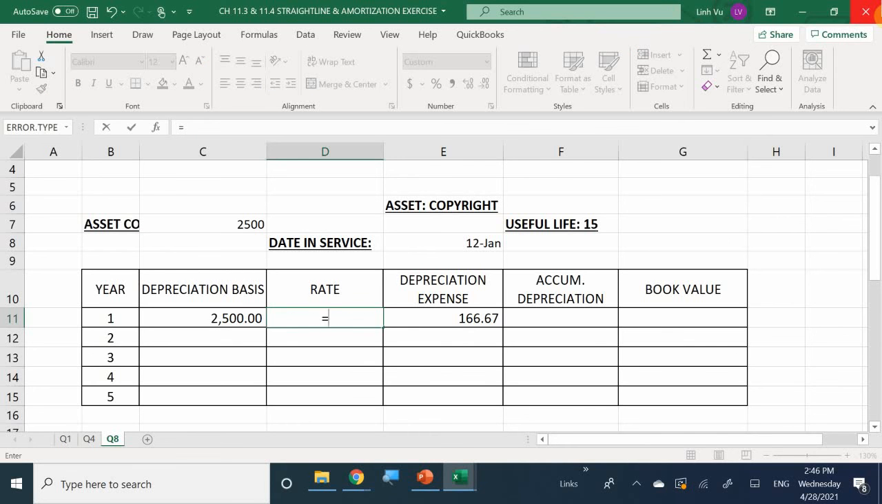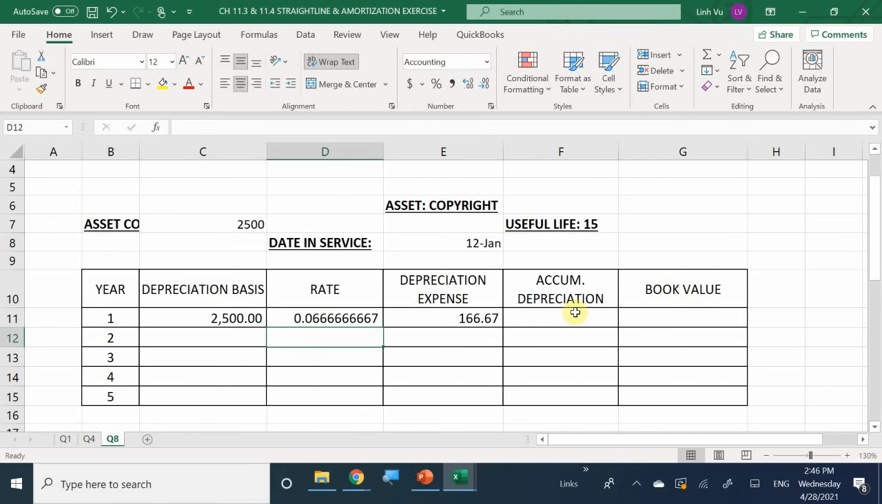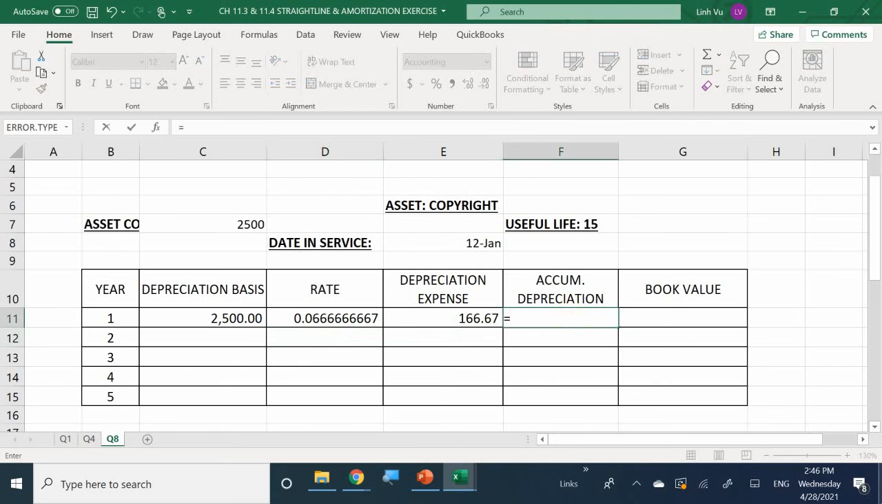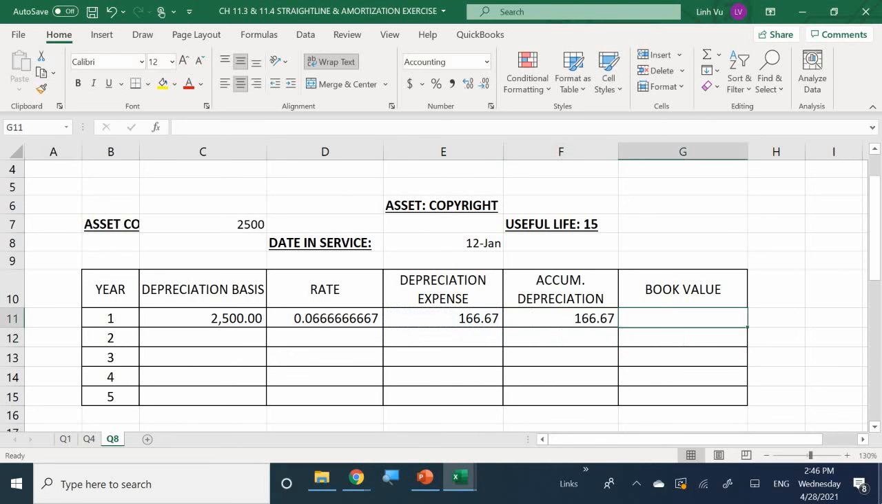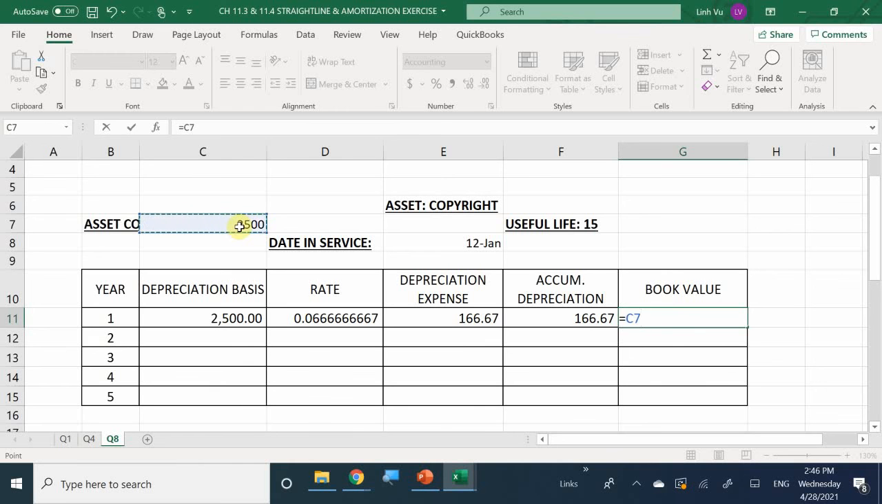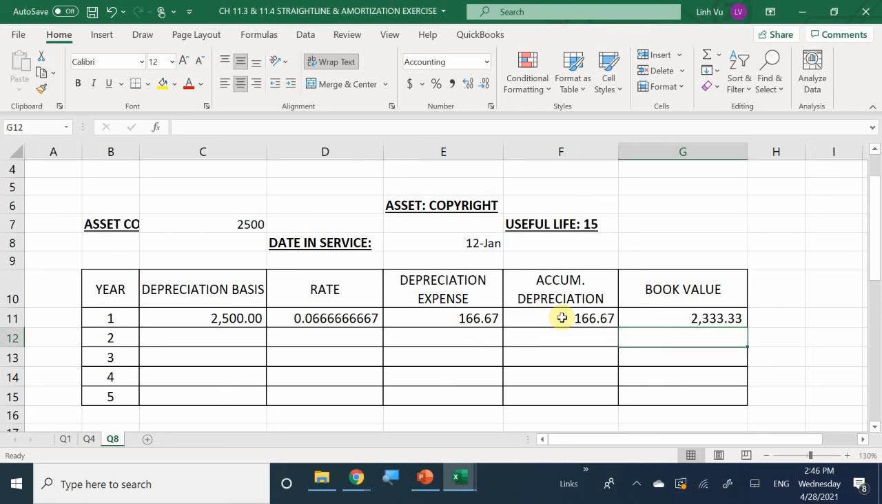So therefore, what should be my accumulated depreciation for the first year? So therefore, what should be my book value at the end of year 1? 33 and 33 cents. Good. Now that we have our first number here, what's going to be my depreciation basis for year 2?